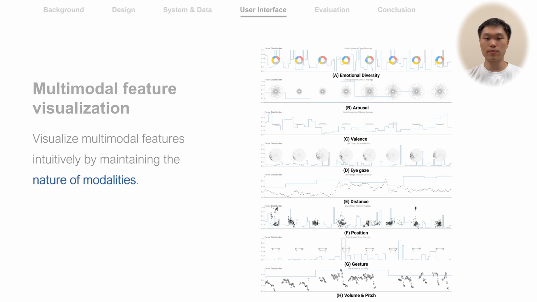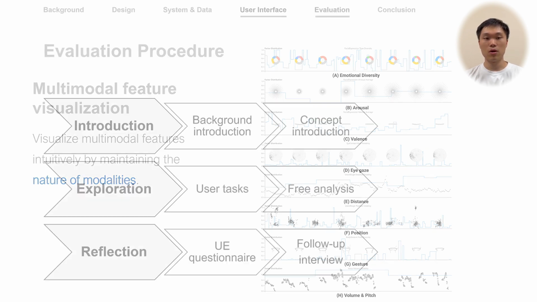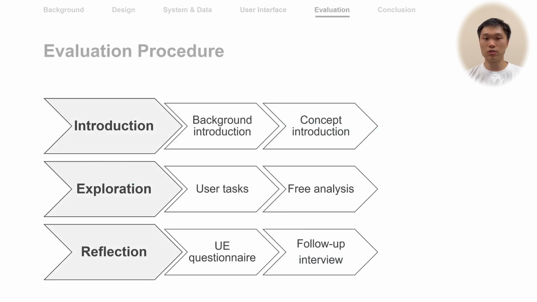We designed corresponding feature visualization methods based on the characteristics of different modalities. These methods allow users to understand the temporal changes in multimodal features and relate them to the changes in speech factors. We conducted a user study to evaluate the effectiveness and usability of the proposed system and visualization methods. The study consists of 3 stages, from introduction to exploration and to reflection.